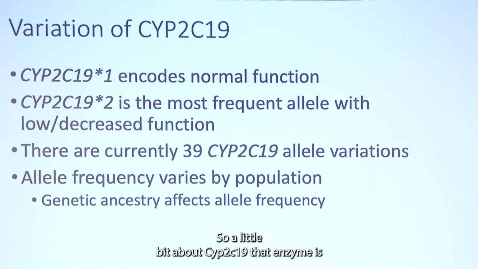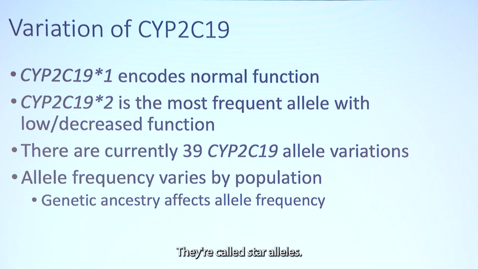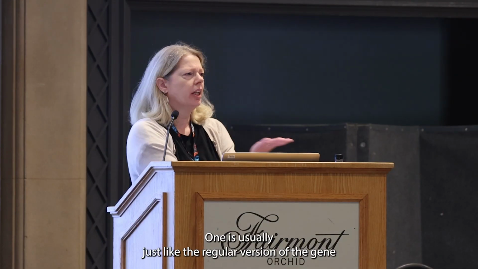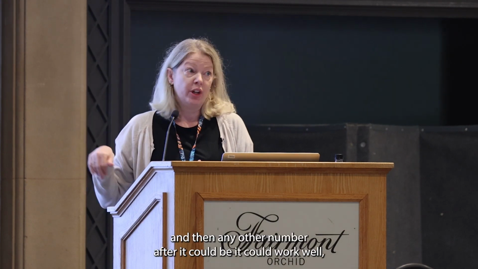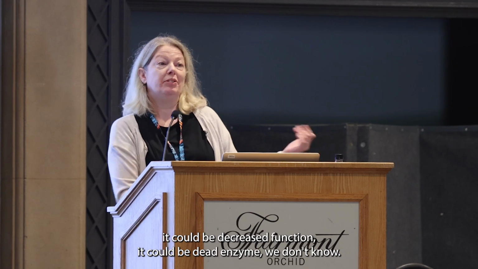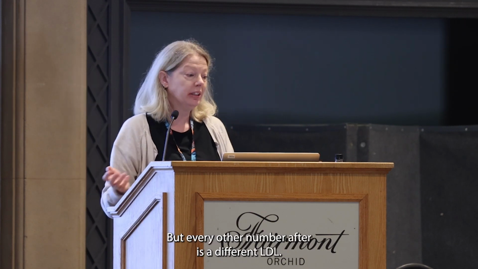So a little bit about CYP2C19, that enzyme. A lot of metabolizing enzymes use this weird shorthand nomenclature to talk about their variants. They're called star alleles. So you have the name of the gene, and then you have the star and a number after it. All you need to know is star 1 is usually just the regular version of the gene. And then any other number after it could work well, it could be decreased function, it could be a dead enzyme, we don't know. But every other number after is a different allele.